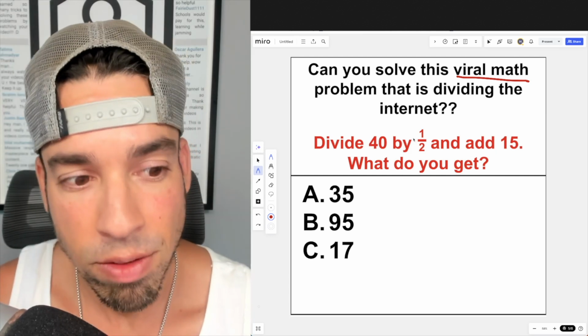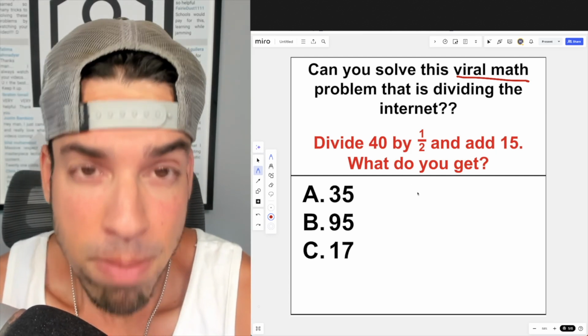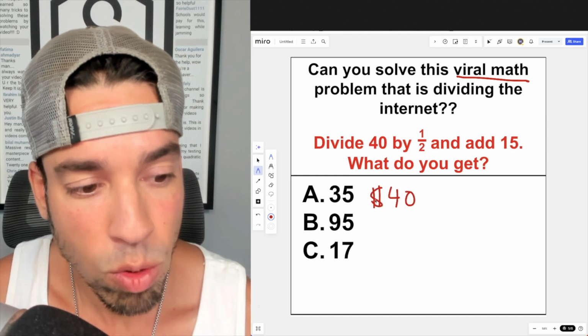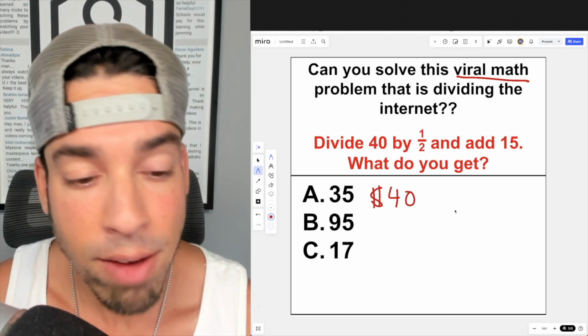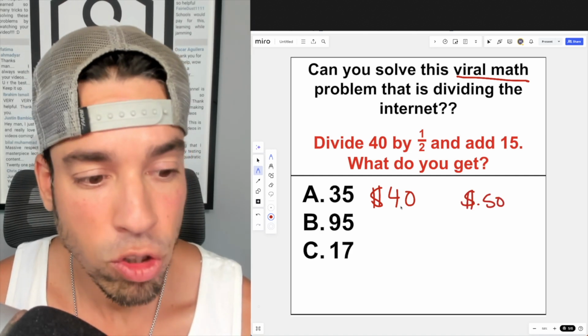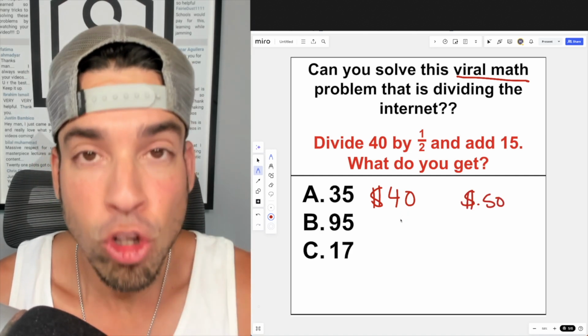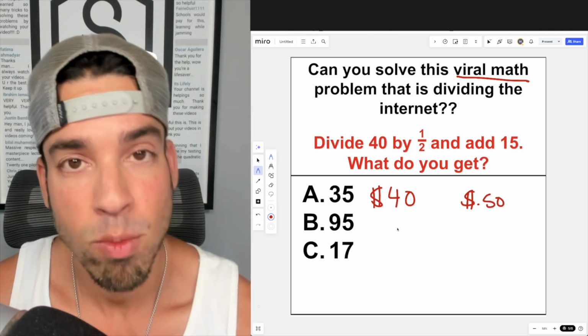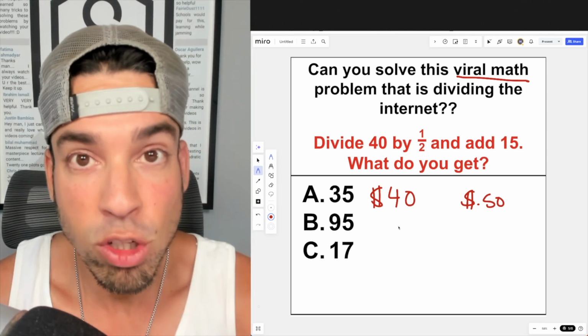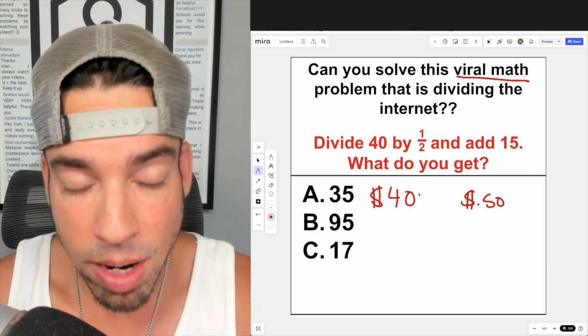The best way to think about division of a fraction is to think about monetary values, right? So let's say we have $40 and we're dividing it up into half dollars, or 50-cent coins. So the question is, how many half dollars would give us $40? Well, I know 2 half dollars would give us $1, right? 4 half dollars would give us $2. So the number of half dollars is always double the dollar value that we're trying to get.